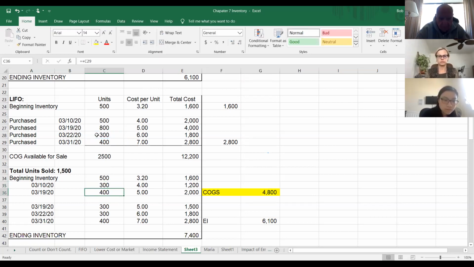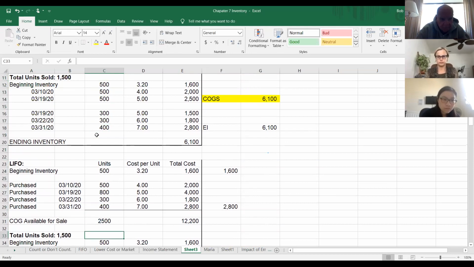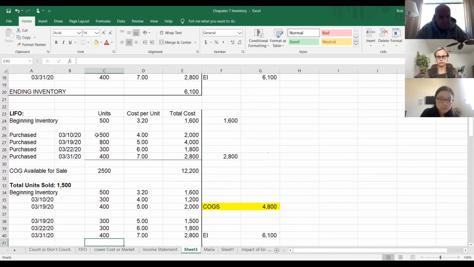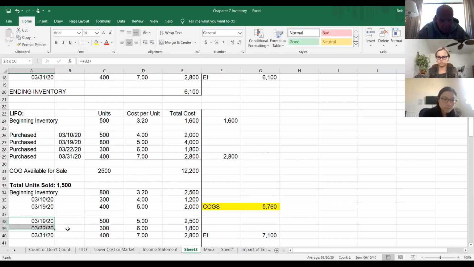And then under FIFO, we sold what, the 1,500? We sold 1,500, right? Under FIFO, we sold this entire 800 here. So that 400, that 300, and now 800. What was left in the inventory was the beginning inventory of 500, and we had nothing here.